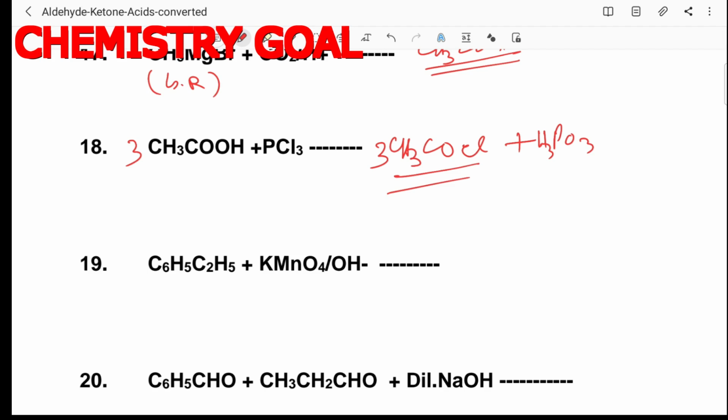Then C6H5C2H5, it is ethyl benzene, with KMnO4, that is the oxidation by alkaline KMnO4. The result is always carboxylic acid, C6H5COOH, always carboxylic acid. As it is base hydrolysis, the result will be salt. In the form of salt it is produced. It is benzoic acid, it is produced in the form of sodium salt of benzoic acid or potassium salt of benzoic acid, because we are using which one? Basic medium. So salt of corresponding benzoic acid is formed.